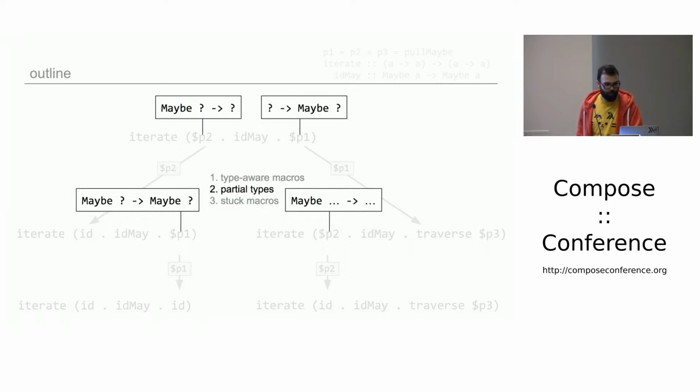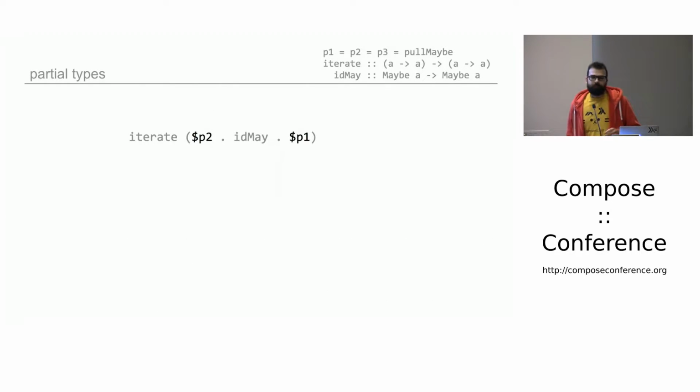So, what are partial types? This is our original expression where we have two macro call sites, $p1 and $p2. And like I said, in order to expand them, we need to know the type of those two positions. So let's try to figure out what those types are. I want to emphasize that we're not looking at the definition of poolMaybe in order to figure out what is the type of poolMaybe. We are looking at the code around the call site in order to figure out their type.